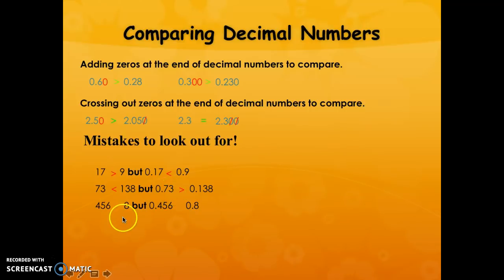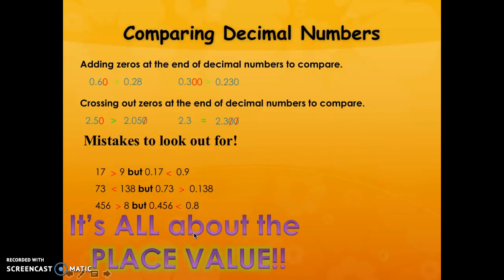So on the whole number side, 456 is a lot more than 8, but on the decimal side, it's just the opposite. The closer you get to this decimal, the larger the number is. So 8 is more than 4. If we were to add zeros, this would be 800 thousandths compared to 456 thousandths, and 800 thousandths would be more. 8/10 is more than 4/10. So it's all about the place value, the value of each of these places.